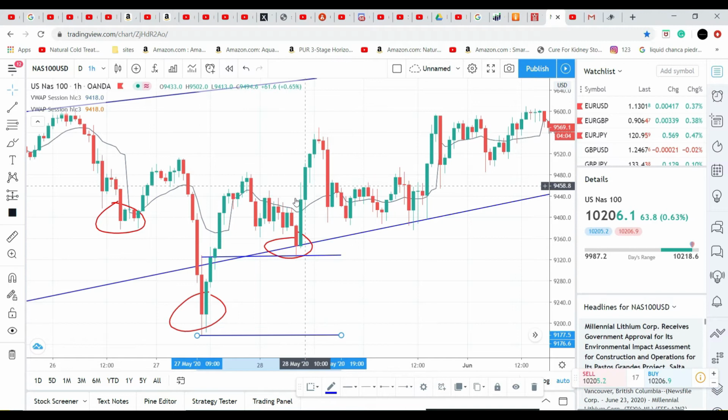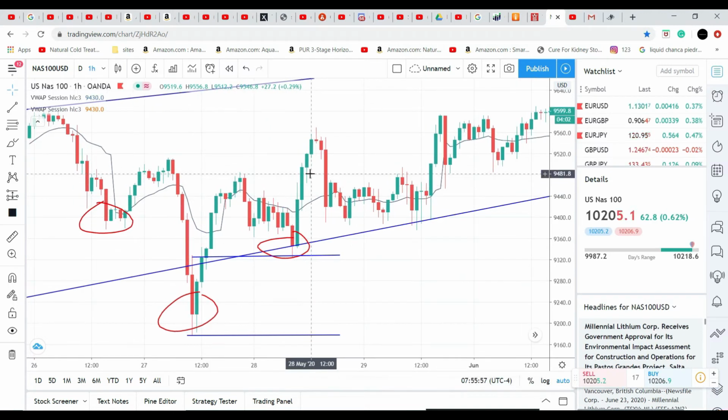Now it popped out. Do we see any buying opportunities? Well, I don't see any. If you see any, let me know, but I don't see nothing.